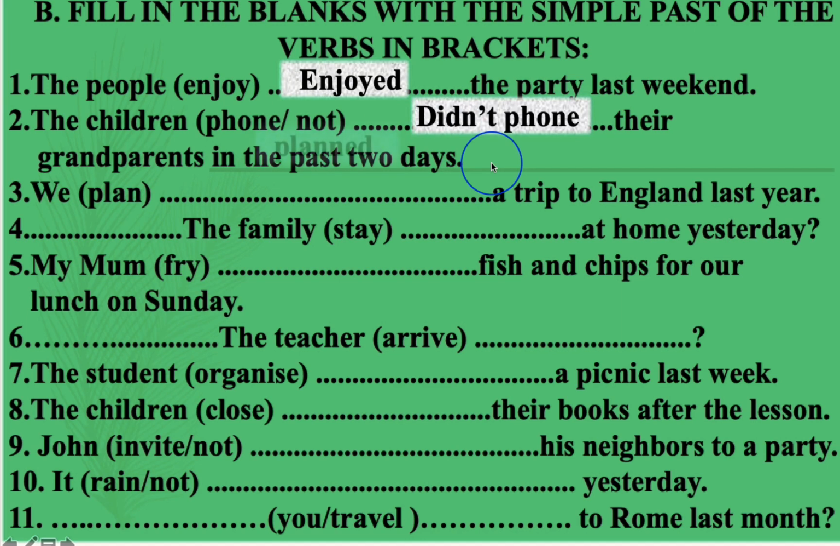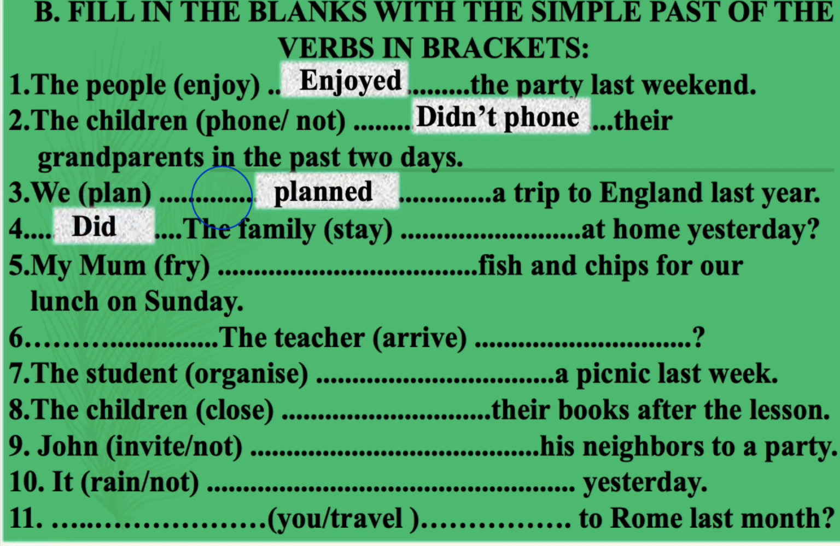Number 3, we planned a trip to England last year. Please pay attention here because we have affirmative form, so it is plan, and in plan we have double N. Number 4, pay attention here, we have a question mark. When we have a question, we start with did, then the subject, the family, then stay, no change in the verb. Number 5, my mom fried. This is affirmative form, so we delete Y plus IED.